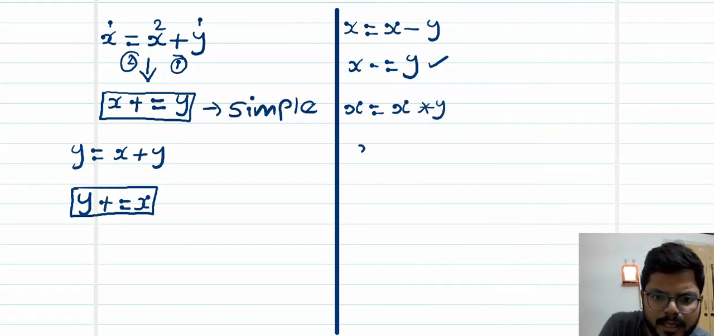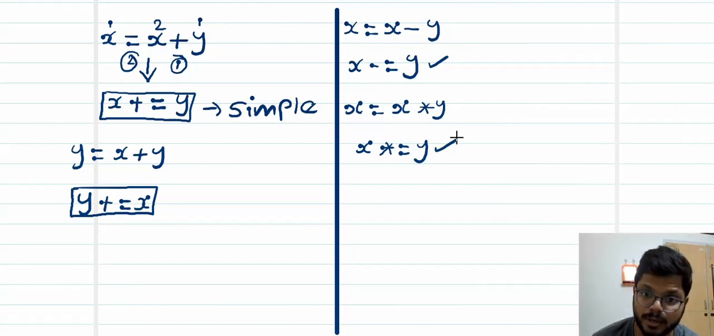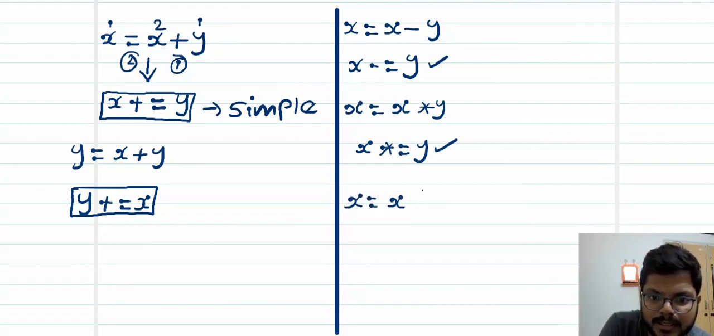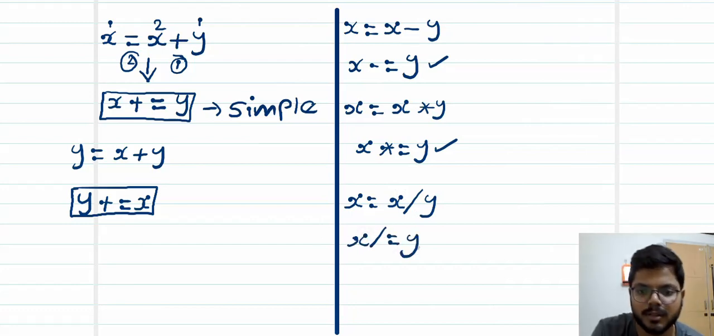For multiplication, x equal to x into y. So we will write here x into equals to y. Okay. We can do division. Yes, of course we can do division. We will use division as x equal to x by y. So I will write x by equals to y. That's simple. In this manner, we can write our equations in a simpler way.